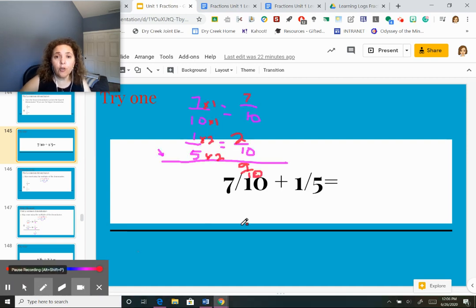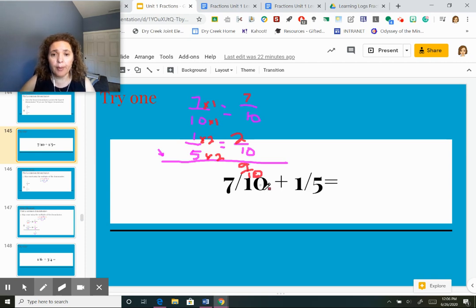All right, hopefully you got 9/10. If you didn't, remember, ask yourself, does 5 go into 10? Yes, so that's going to be my denominator for both. So I went ahead and did that. I wrote that. And then I said 5 times what is 10? Well, 5 times 2 is 10. So if I multiply the bottom by 2, I got to multiply the top by 2. Whatever I do to the bottom, I do to the top.